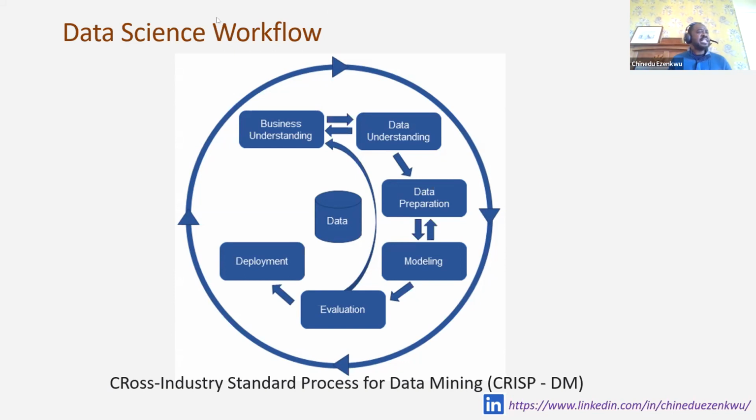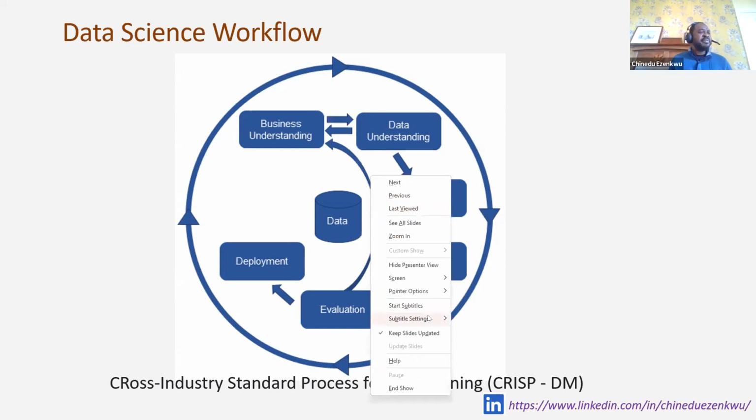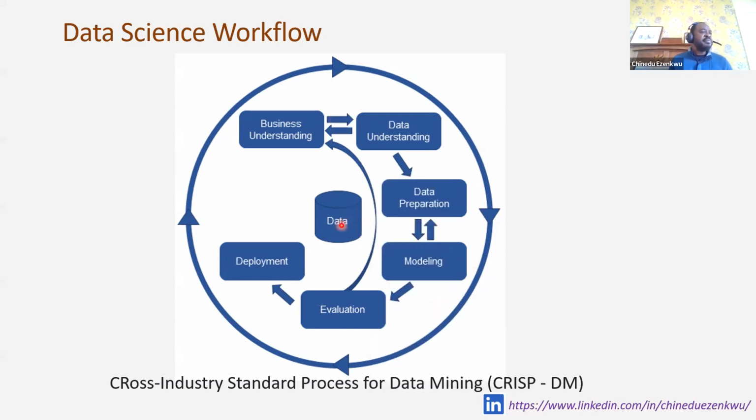If you look at it, we can see that we have, I'm going to get my laser pointer. So we have data at the center of this. Which means if there is no data, there is no data science. Data science depends on data. Now, what is the first thing we need to do? Assuming that a company calls us as a data science consultant to help them learn something from their data, the first thing we need is what is called domain knowledge.